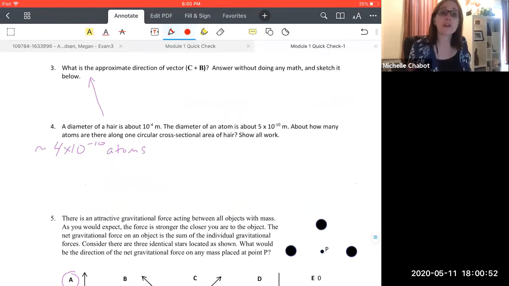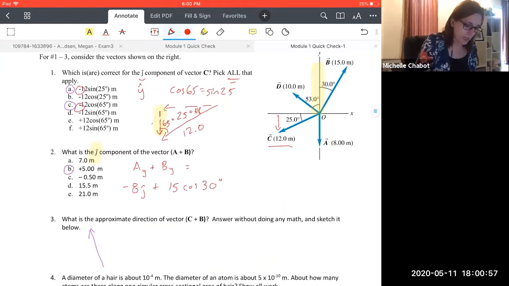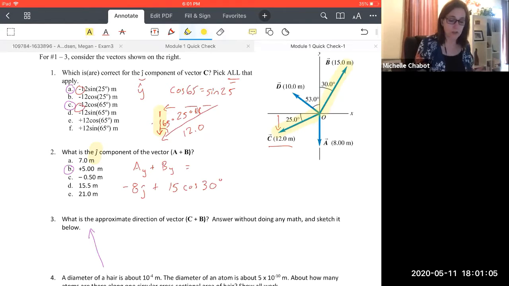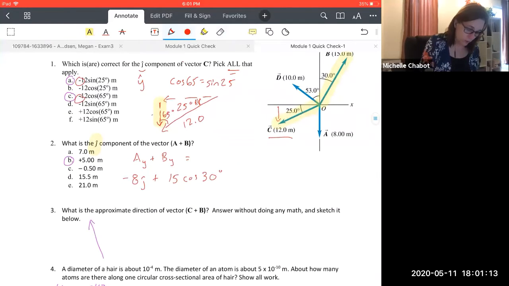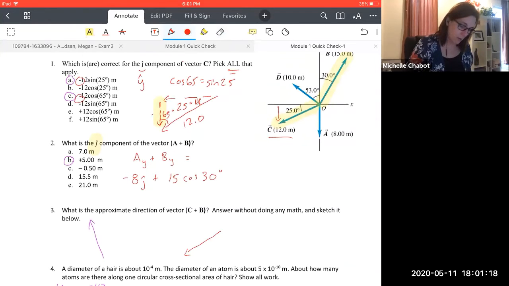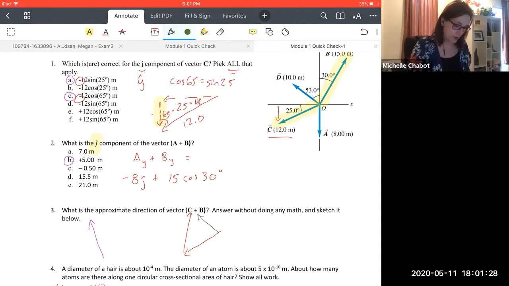For number 3, what is the approximate direction of vector C plus B? I really just want to add them. So I want to take vector C and add it to vector B, as if I had walked along C and then walked along B. I could also do it as walking along B and then walking along C. So I'm going to roughly sketch those here. This is vector C, and then I'm going to walk along vector B, and then my final resultant would be something on the order of what I have shown here.